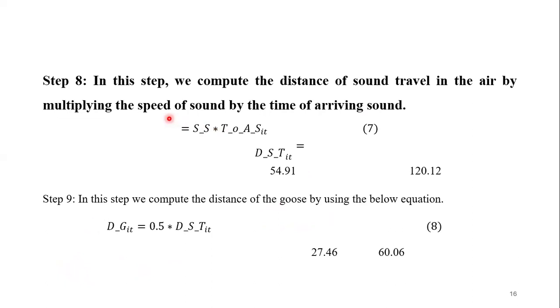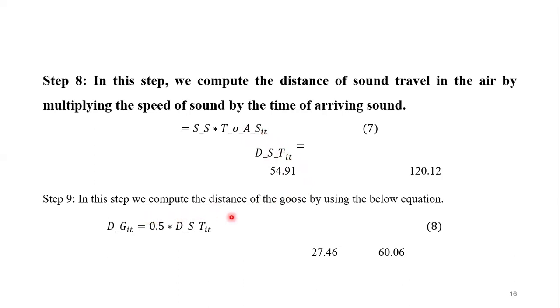Then we will have to compute the distance the sound travels in the air, which is equal to the sound speed. We said that this is constant, 343.2, and then multiplied by the time of arrival of sound to the group, okay, to the group, and then we found it.